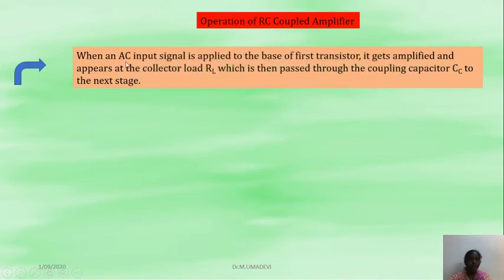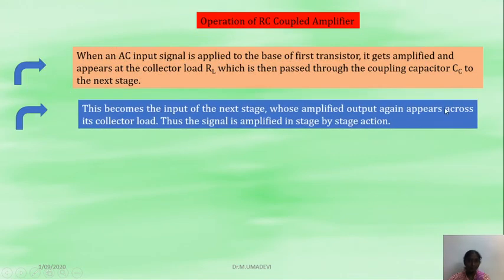So first, when an AC input signal is applied to the base of the first transistor, it gets amplified and appears across the collector load RL of the first transistor, and then passes through the coupling capacitor CC to the next stage. That means we give the AC signal input to the base of the first transistor. There itself it gets amplified and appears in the collector load. So that means we got the output of the first stage. Then the output is given to the input of the second stage through this coupling capacitor. That is the main operation of this RC coupled amplifier.